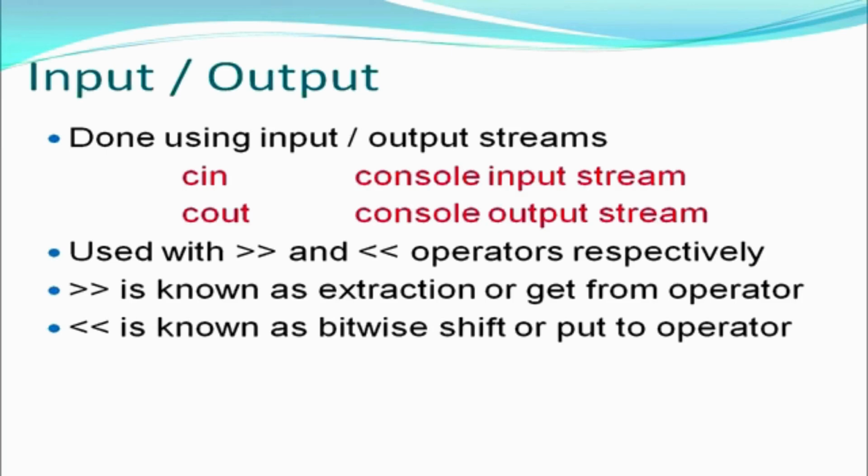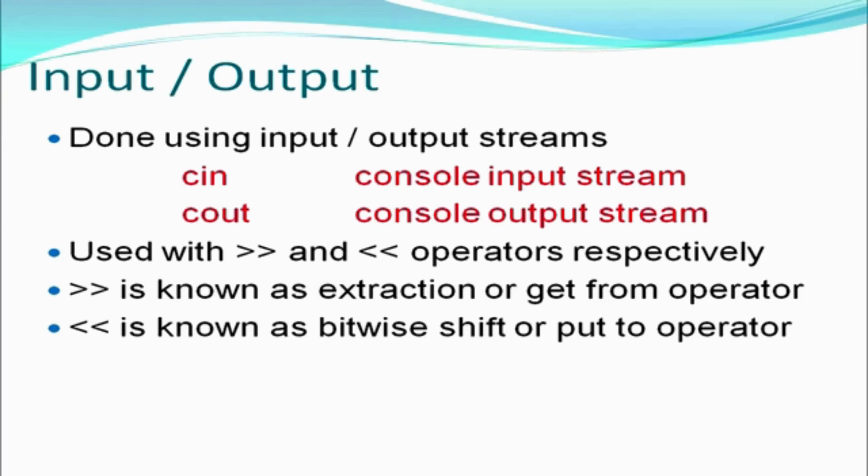Next, we have input output. If I am making a program, I need to accept data from the user and I need to give the output to the user. So, I need to know how input and output can be done in a program. It is done using 2 streams, input and output streams. Cin is the console input stream. When I say console, it is the default input device, which is the keyboard. Cout is the console output stream, that means the default output device, which is the monitor.